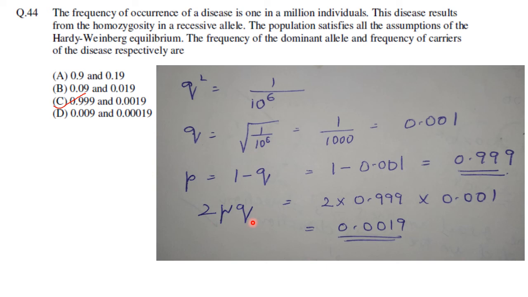Now the frequency of carriers of the disease will be 2pq, as per the Hardy-Weinberg equation. So 2 into 0.999 into 0.001 will give you 0.0019. So the answer is option C, 0.999 and 0.0019.